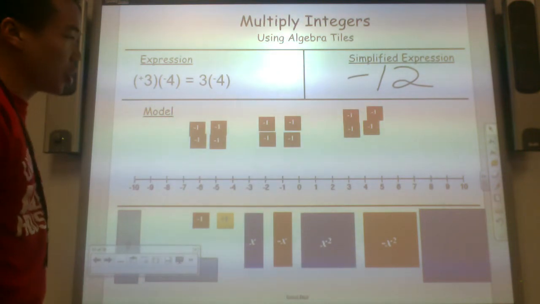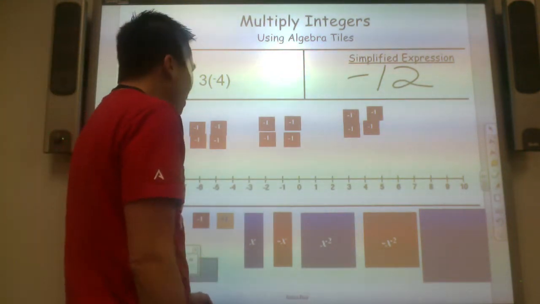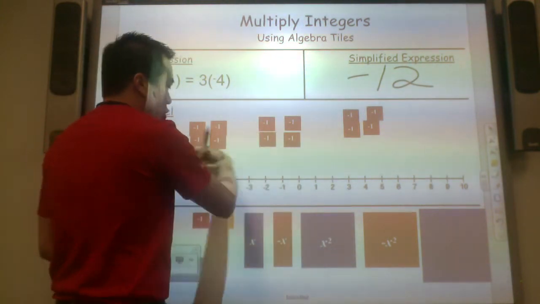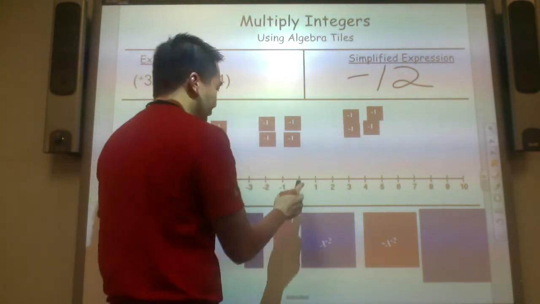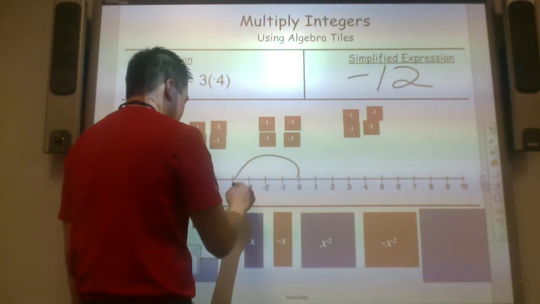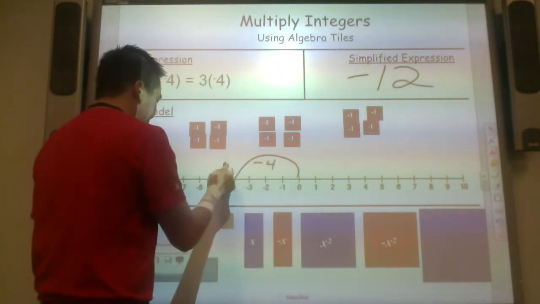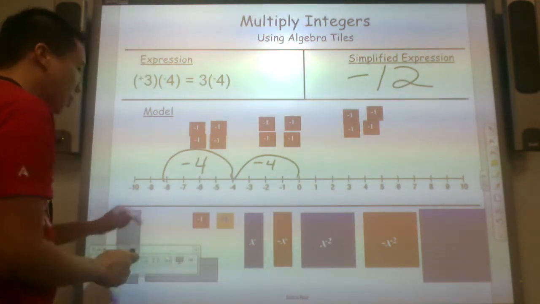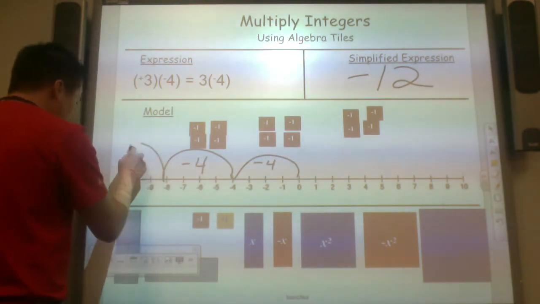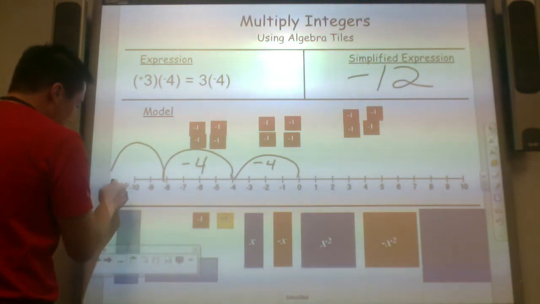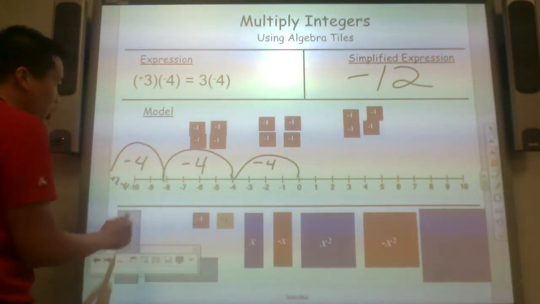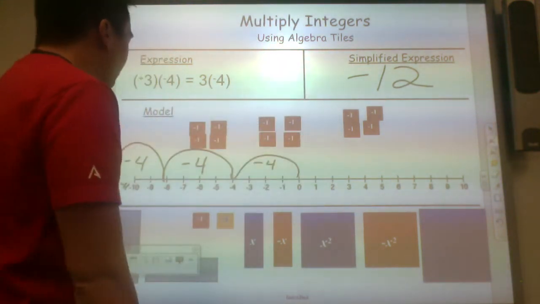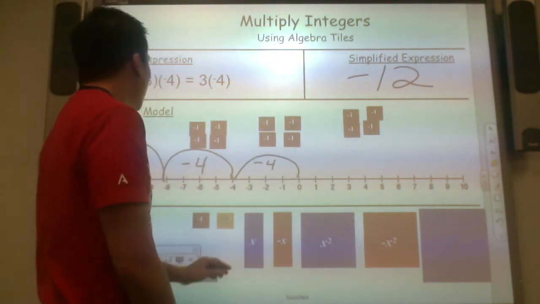How would you show this on the number line? So you have 3 groups of 4 negatives. Remember, negative goes towards the left side of a number line. Here is the first group of 4 negative. Here is the second group of 4 negative. Oh, our number line has not extended long enough. That's okay. Because we know this is negative 11, this is negative 12, this is the 3rd group of 4 negative. So it's negative 12. 3 groups of 4 negative.